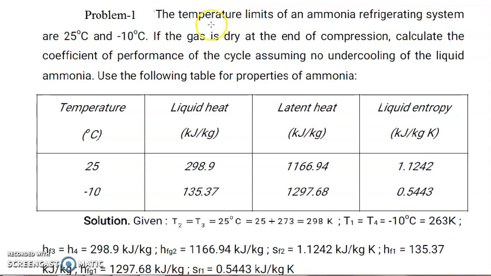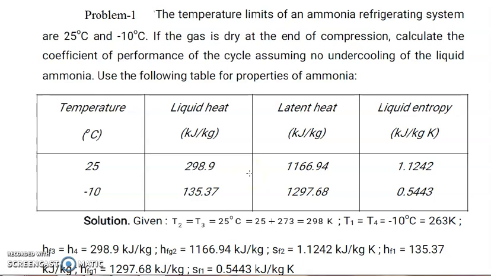The temperature limits of an ammonia refrigerating system are 25 degrees Celsius and minus 10 degrees Celsius. If the gas is dry at the end of the compression, calculate the coefficient of performance of the cycle, assuming no undercooling of liquid ammonia. And here the properties of the ammonia are given in the question.